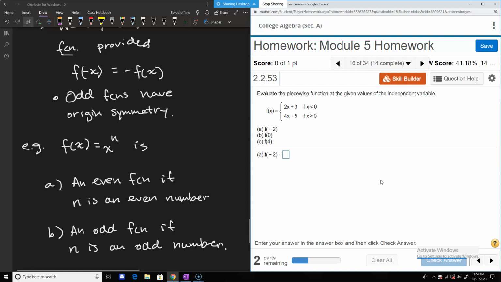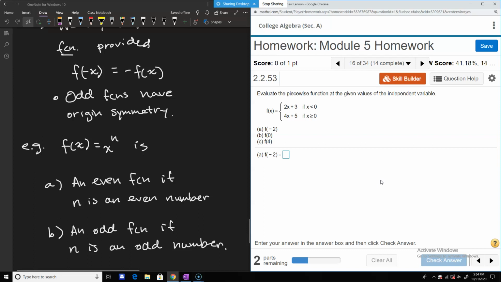Okay, piecewise functions are not so bad. It's really just saying you have a bunch of different formulas, and you only apply certain parts of the formulas based on where the x value is. Okay, so this function right here says, if you have a negative number, x less than 0, we're going to use that top formula, 2x plus 3. If we have an x value that's 0 or positive, we use the bottom formula, 4x plus 5. Okay, so when you get your x value, you have to figure out which formula you're using before you know how to plug it in. That's all a piecewise function does.